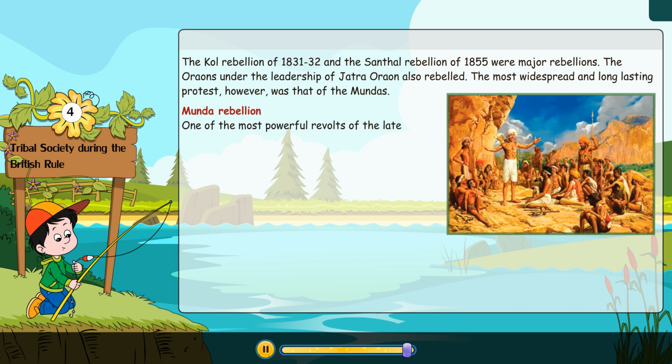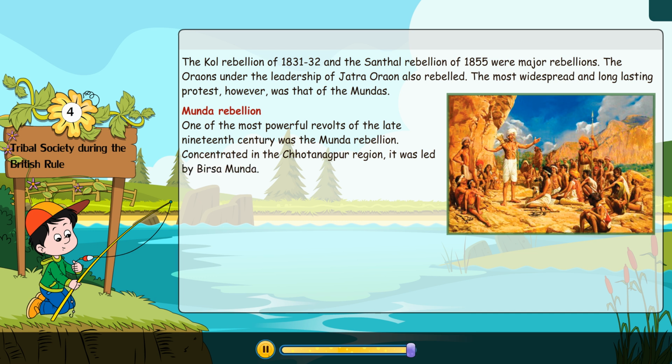Munda Rebellion. One of the most powerful revolts of the late 19th century was the Munda Rebellion. Concentrated in the Chota Nagpur region, it was led by Birsa Munda.